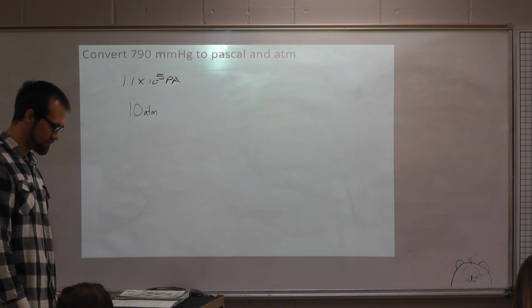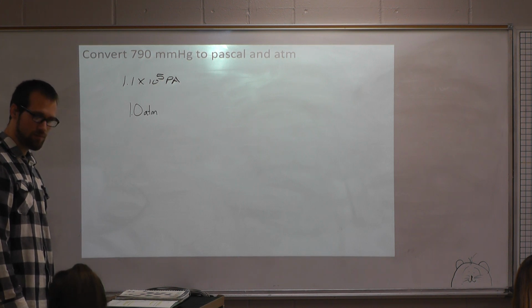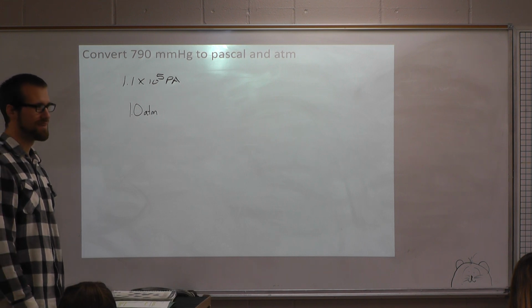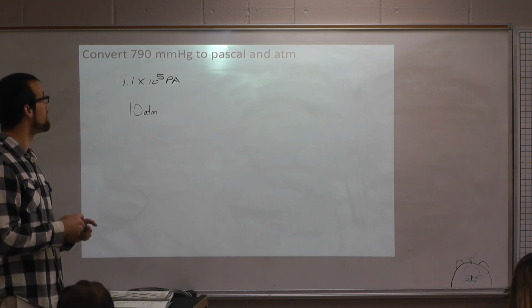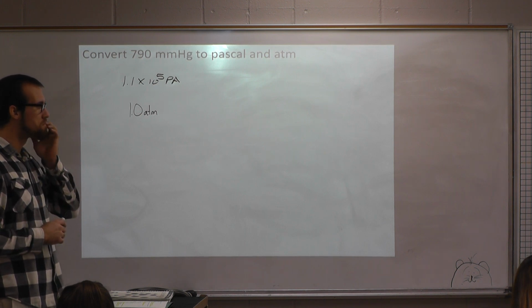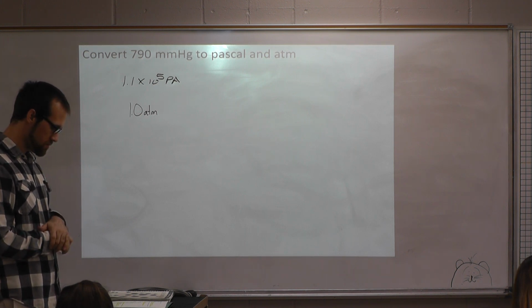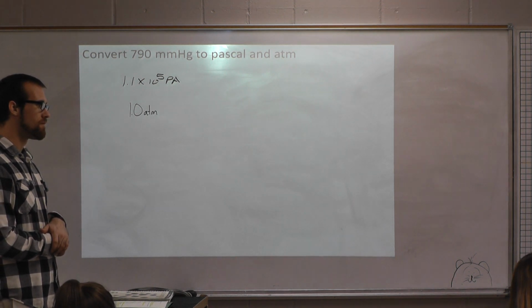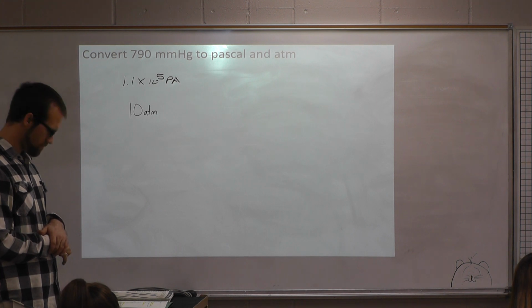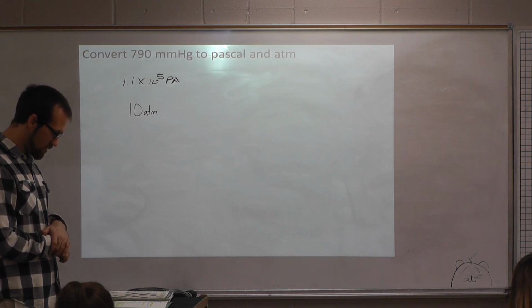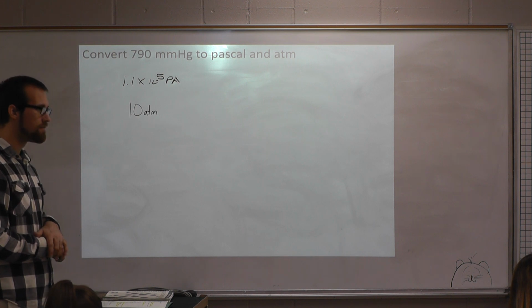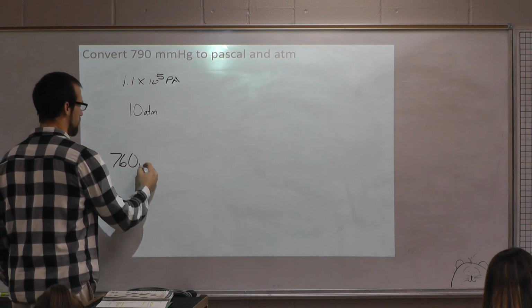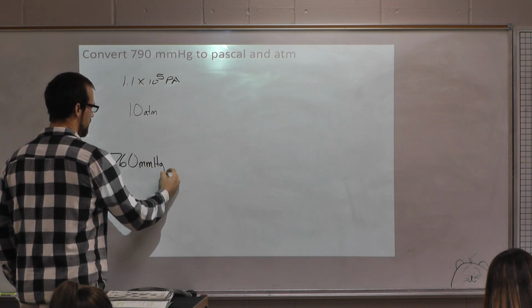I did 790 times 101,325, and I got 80 million. How? Did you divide by 760? Oh, I'm dumb. Oh, dang it.